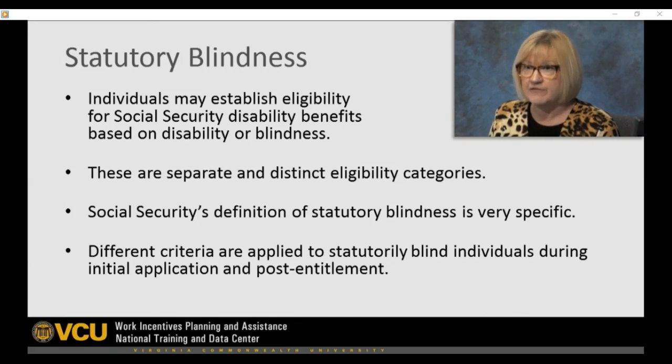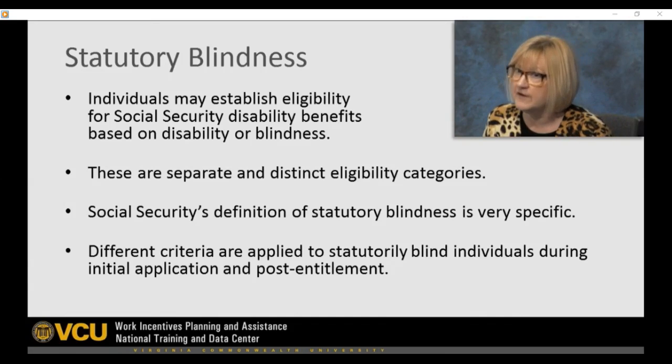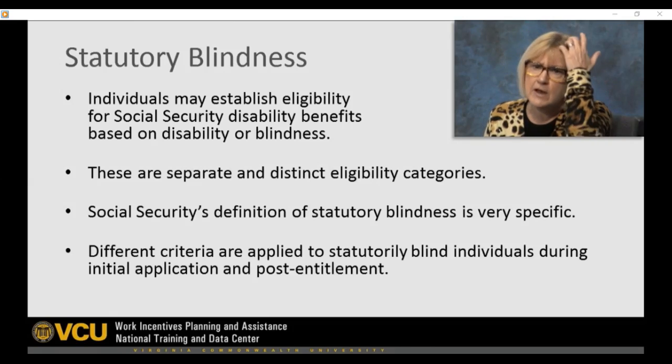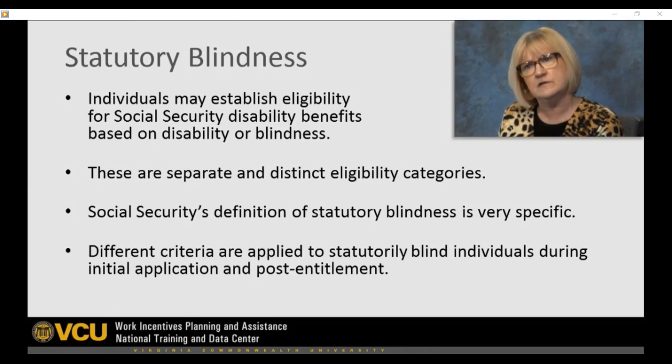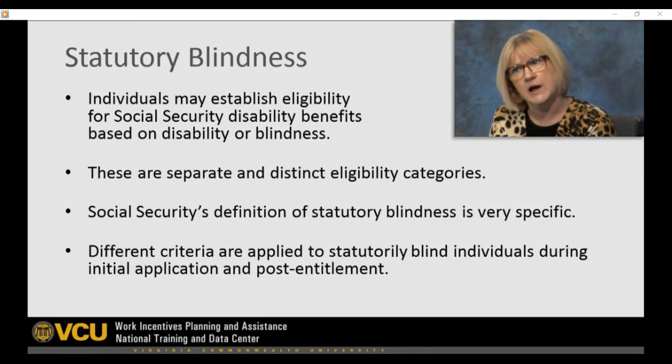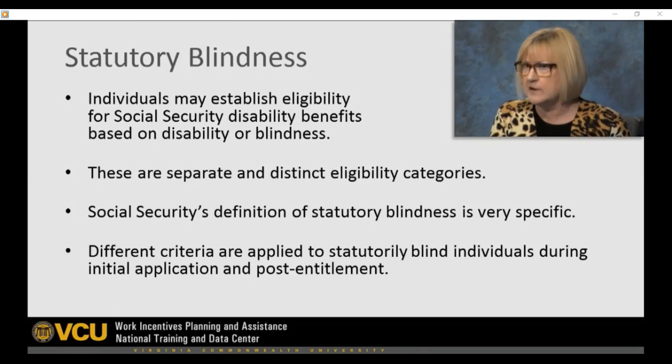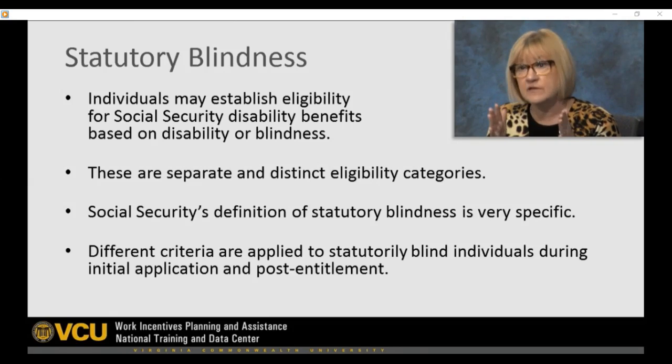Now, Social Security's definition of statutory blindness is very specific, and it's unique to the Social Security Administration, and this is very confusing to people. So they think, oh, well, I'm getting services from the state VR agency because I'm blind. Aren't I going to be considered statutorily blind for Social Security purposes? Maybe, but maybe not. Their criteria for this is their own, and it's very specific. Again, it's not something we will cover in great detail in this course, but if you'd like to read the definition of statutory blindness, it's certainly available.